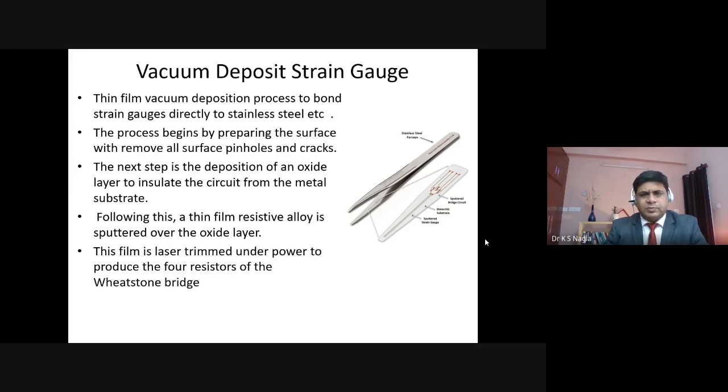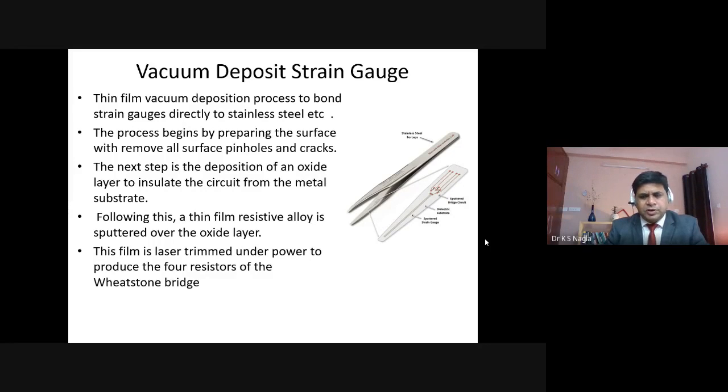It uses a thin film vacuum deposition process to bond a strain gauge directly to stainless steel. The process begins with preparing the surface, with removal of all surface pinholes and cracks, and cleaning of the surface. The next step is to deposit an oxide layer to insulate the circuit from the metal substrate. If you skip this step, there will be short circuiting when you apply a voltage to the material. So in that case, some insulation is required. Following this, the thin film resistance alloy is sputtered over the oxide layer, and the film is laser trimmed under power to produce the four resistors of the Wheatstone bridge.